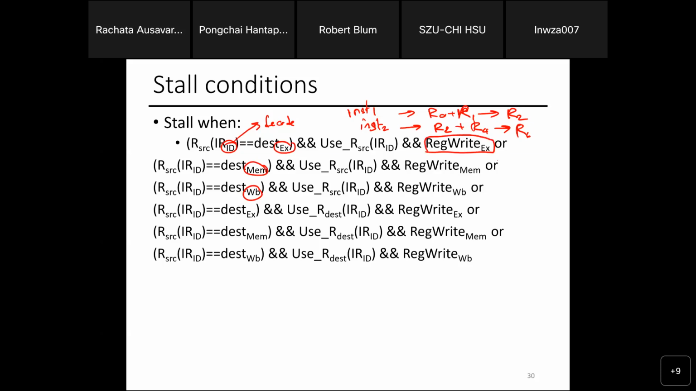This just makes sure that it's actually updating the register. Sometimes the destination doesn't really update R2, and then you don't have to stall because R2 will not be updated. Use means that the decoding instruction really needs R2. If R2 is one of the sources but it doesn't need the new value, you can also move on. And this is source 1. Sorry, I think that's a typo, source 2. So you need to check both sources. If either source needs something that is being generated, you stall.